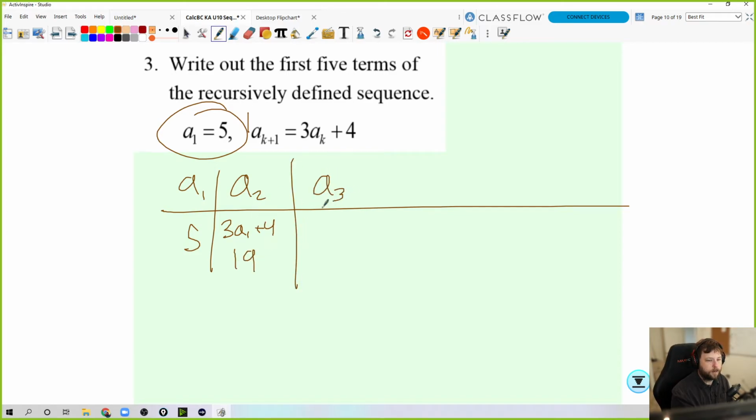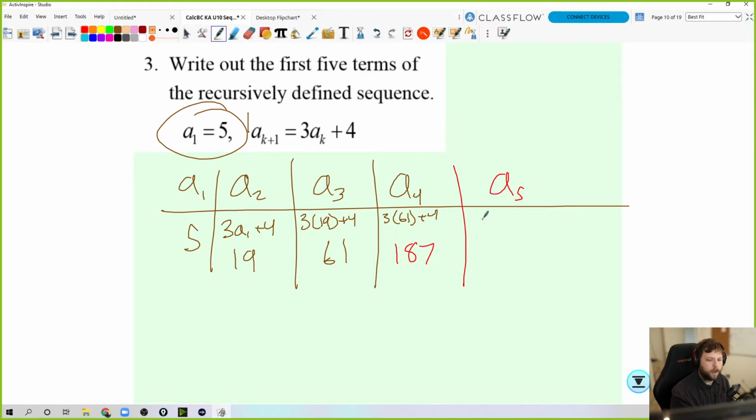A sub 3 would be 3 times 19 plus 4. Going to be 47. No, it's going to be 57 plus 4, 61. A sub 4 would be 3 times 61 plus 4, which is going to be 183 plus 4, 187, and so on.